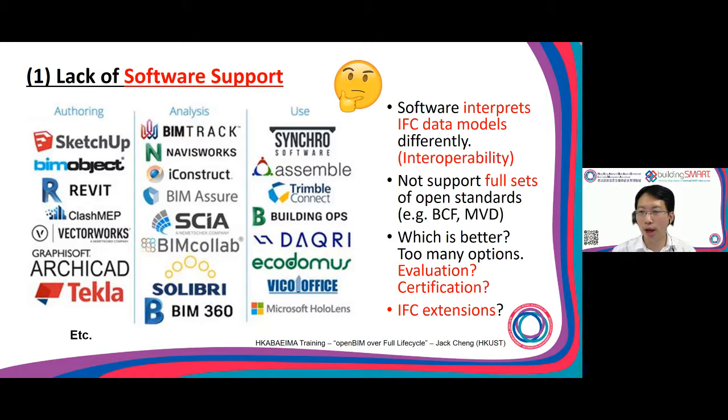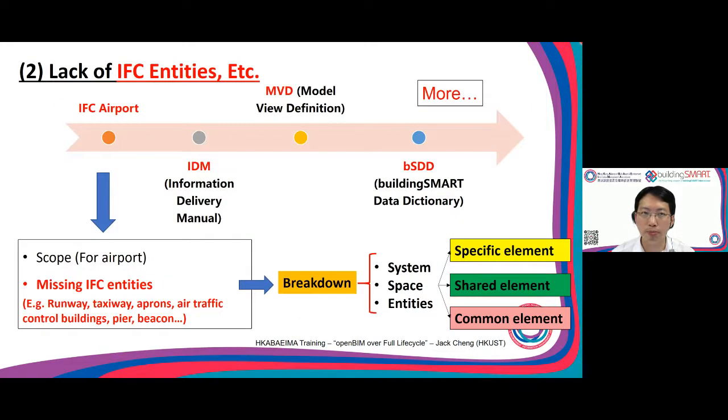Okay, and also many times, this software may not consider the full set of the openBIM standard. For example, we talk about BCF, we talk about MVD. Some software don't have these concepts. Okay, and also, frankly speaking, there are so many software. Of course, there are some major ones, but there are so many openBIM software. Which one is better? Okay, any certification? Or IFC extension. I've mentioned some people try to extend the IFC, but the software may not support those.